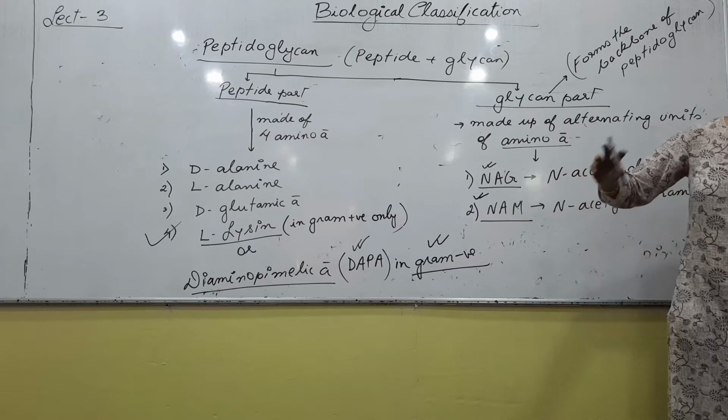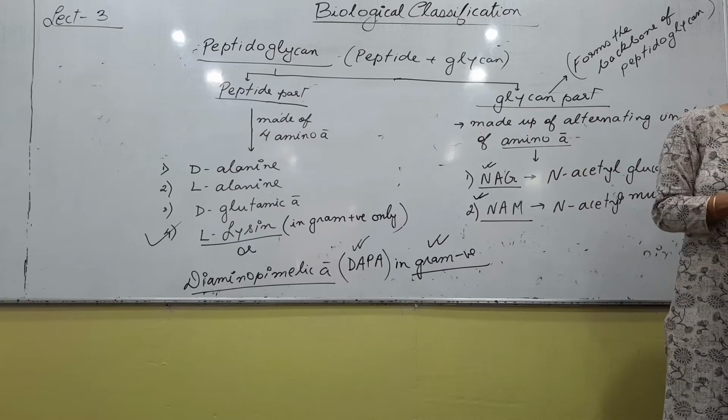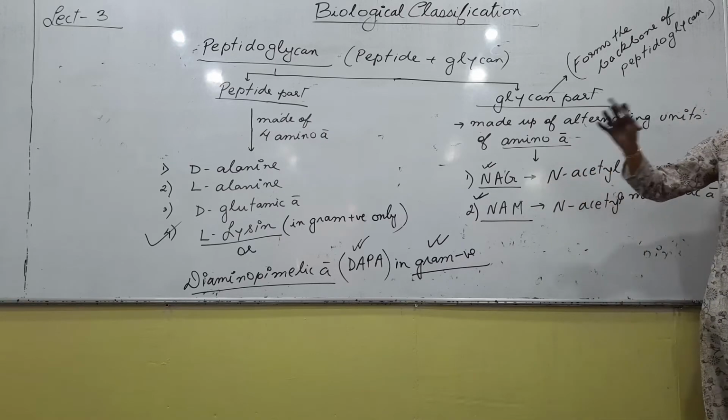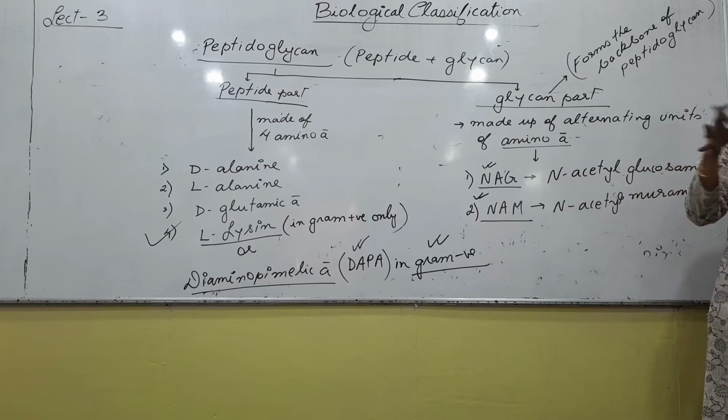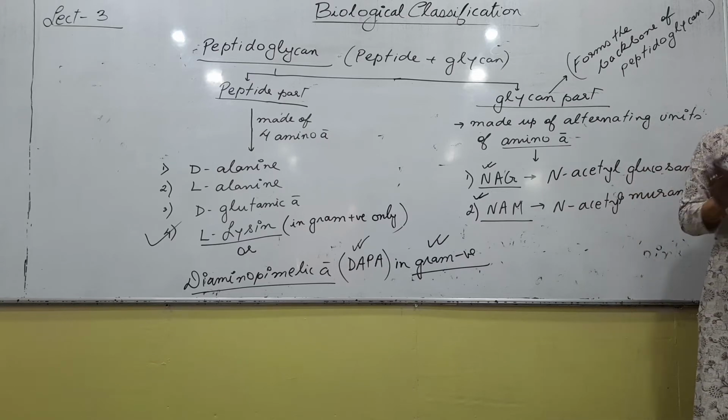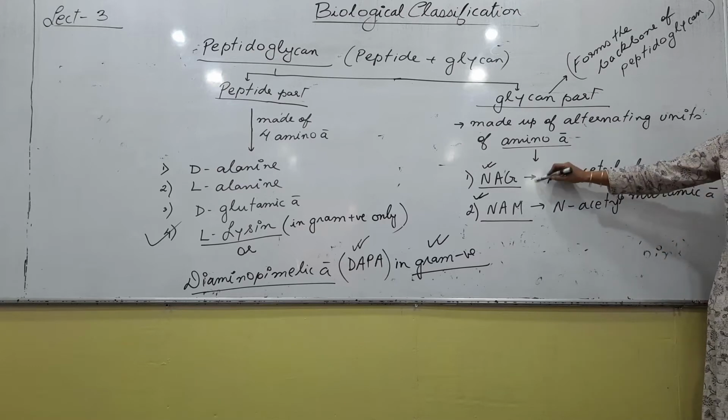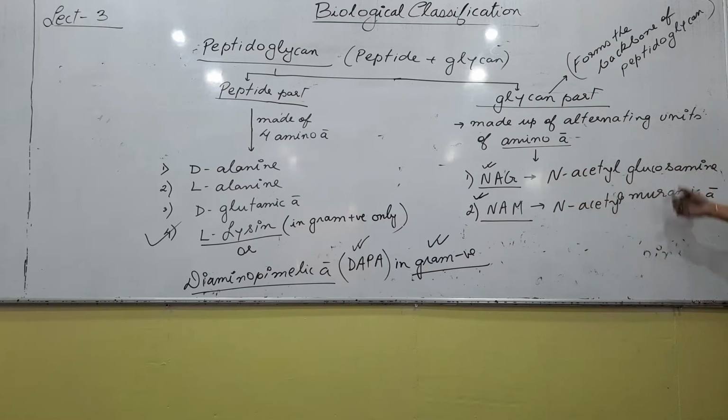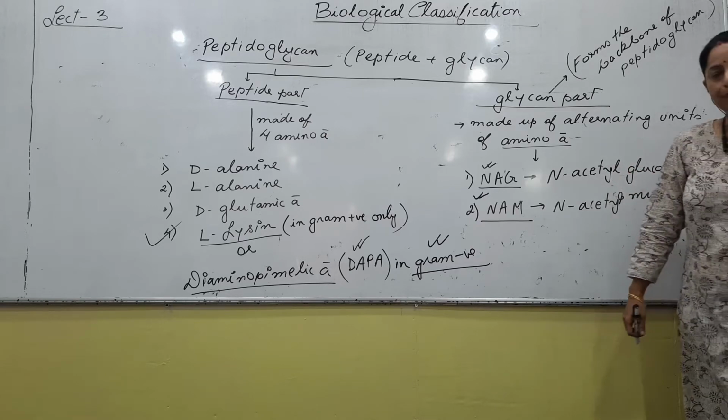So the question is whether Archaebacteria have it or not. Out of this, some will be present, some will not be. Instead of that, there will be something else that is present. So let's not go into that. As of now, NAG and NAM, full form, is important because we read N-acetyl glucosamine or N-acetyl muramic acid, you need to remember.